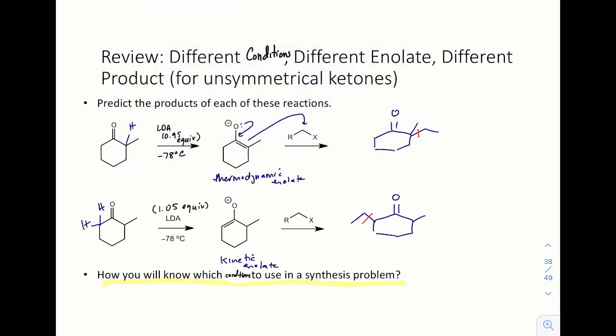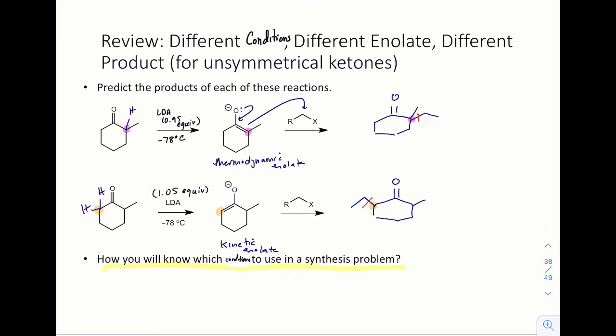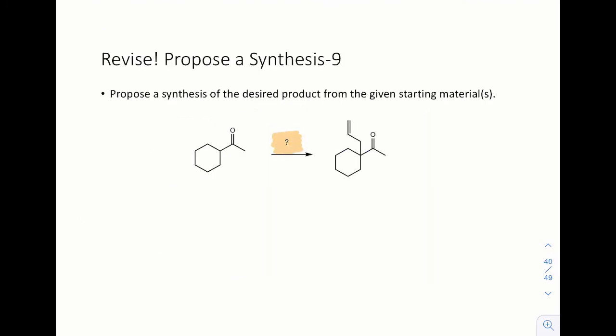For the more substituted alpha carbon undergoing a substitution overall, substituting hydrogen for the alkyl group, that will proceed by the thermodynamic enolate, which, if it needs to be generated quantitatively, can be done by using less than an equivalent of LDA. However, if the less substituted alpha carbon undergoes reaction, then we know the kinetic enolate is necessary, using just more than one equivalent of LDA. Let's apply what we've learned to the synthesis problem at hand. Take a moment now and write out the synthetic scheme for the transformation of this ketone to this product.